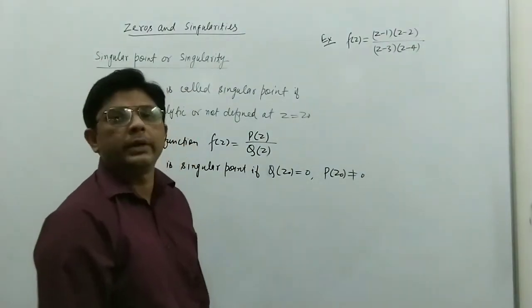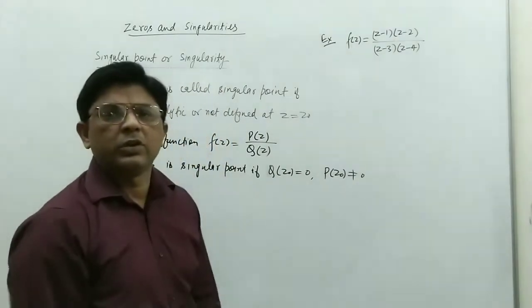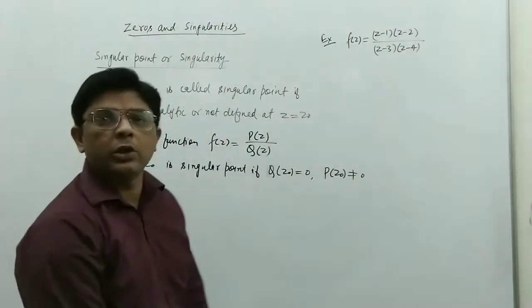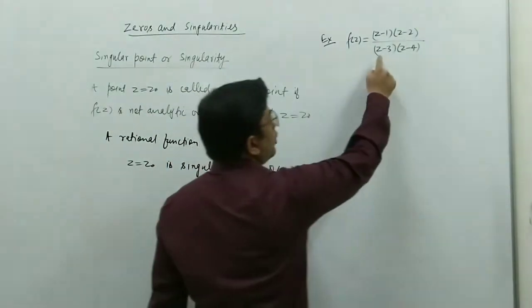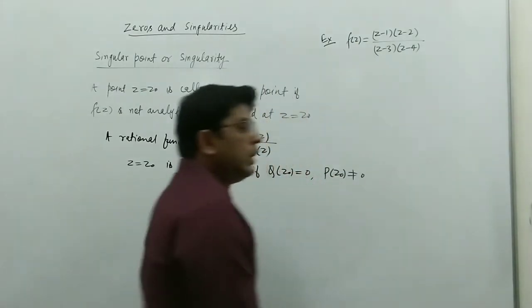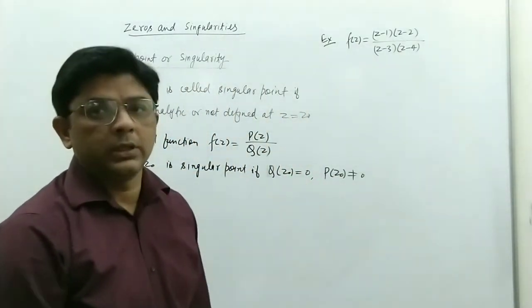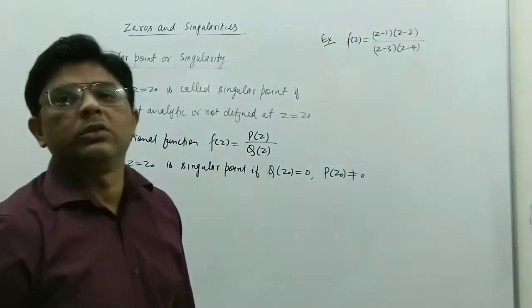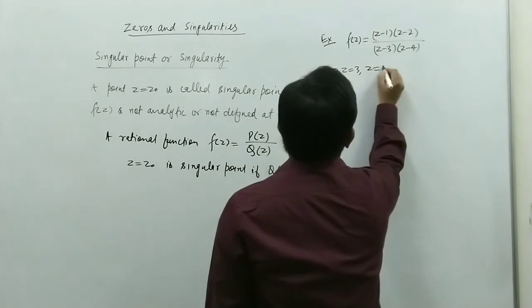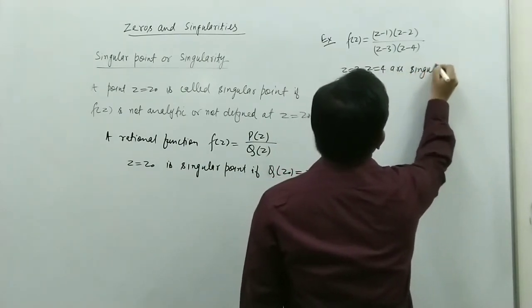So if we take this example, here we can see that this function is not defined or not analytic if we take z equal to 3 or z equal to 4. So this is like a function of this type, rational function, numerator upon denominator. Okay. So denominator is 0 at z equal to 3 and z equal to 4. It means the function will not be analytic at z equal to 3 and z equal to 4. So these are the singular points. So z equal to 3 and z equal to 4 are singular points.